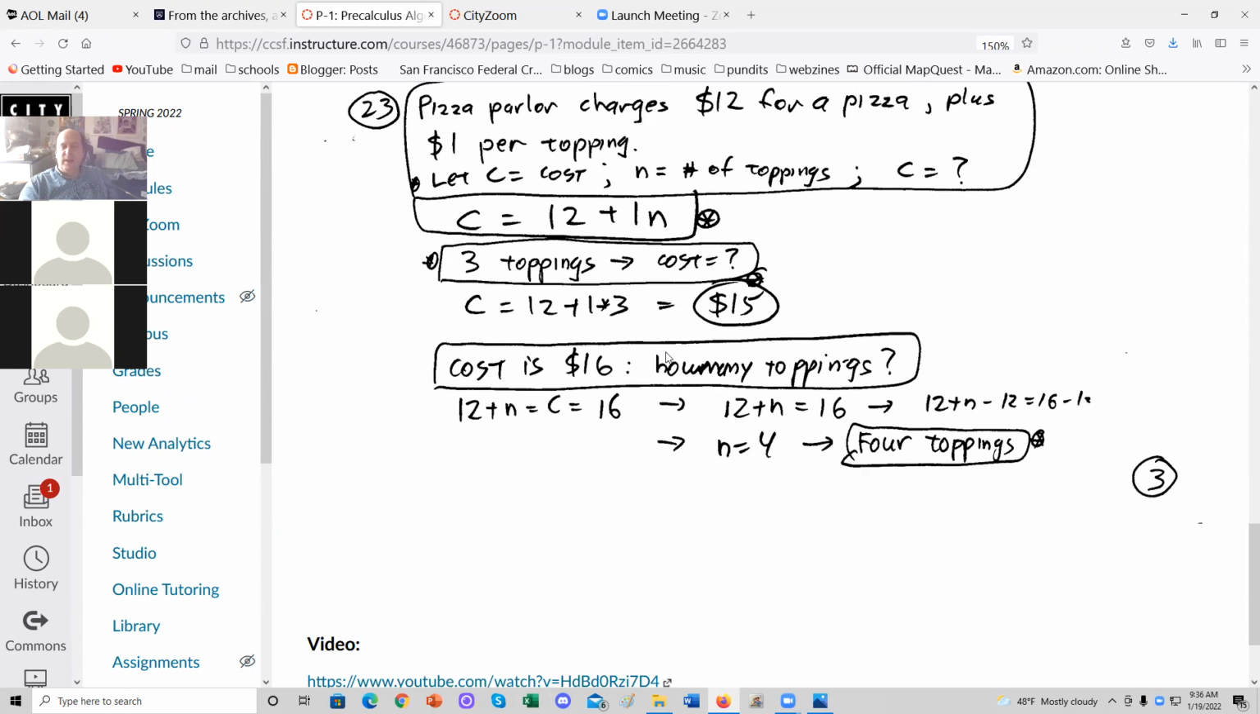Okay, cost is $16. How many toppings? So the cost is 12 plus n equals 16. Then we do a trick in algebra where we can subtract 12 on both sides of the equation, and it stays an equation. 12 plus n minus 12 equals 16 minus 12. The 12's cancel. 16 minus 12 is 4. So n equals 4. 4 toppings is the answer. Okay, sounds good.